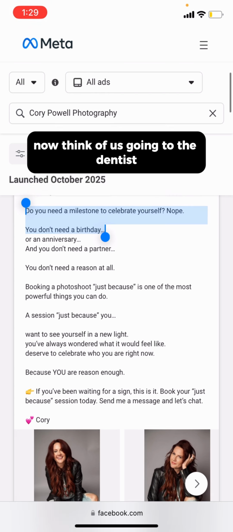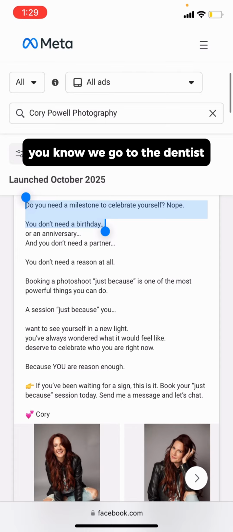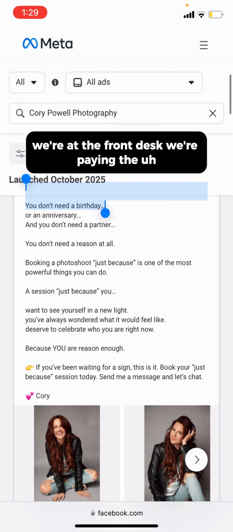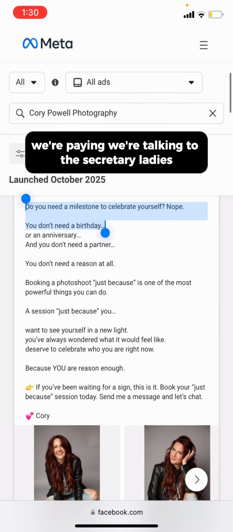Now think of us going to the dentist. We go to the dentist, got our 6-month teeth cleaning checkup done. We're at the front desk, talking to the secretary ladies.